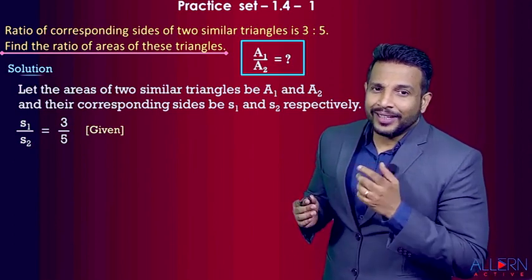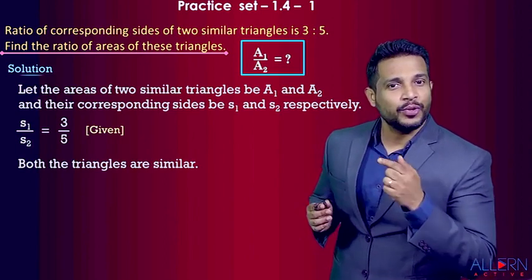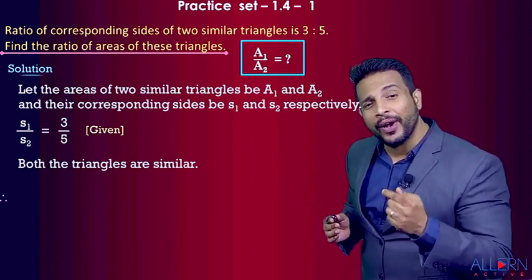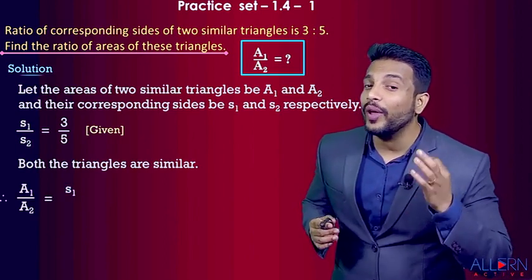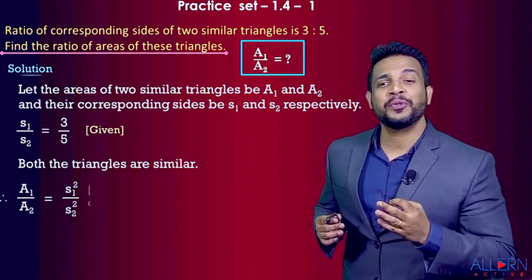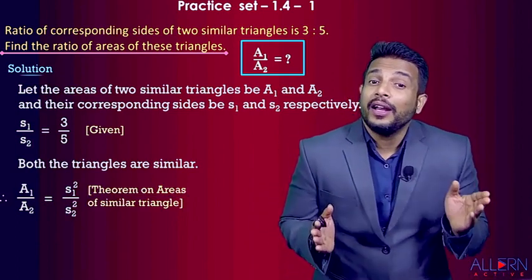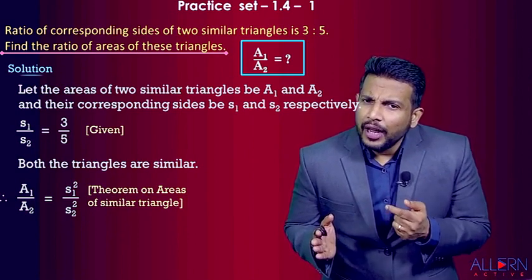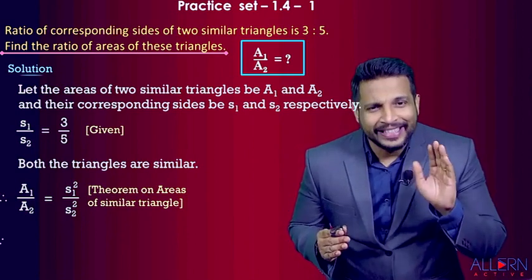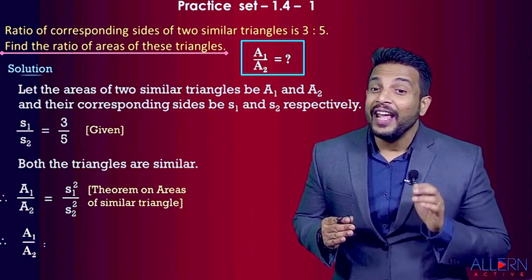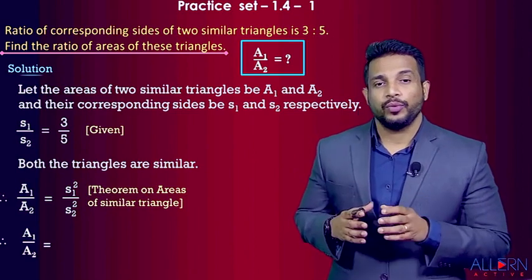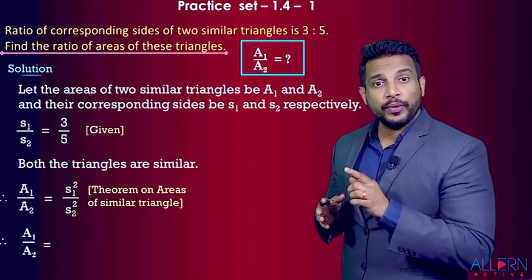We know both the triangles here are similar, so use the theorem. As per the theorem, we'll get A1 upon A2 is equal to S1 square upon S2 square, and in brackets we write the reason: theorem on areas of similar triangles. A1 upon A2 we don't know, keep it as it is. So we write A1 upon A2 as it is. And S1 square upon S2 square.